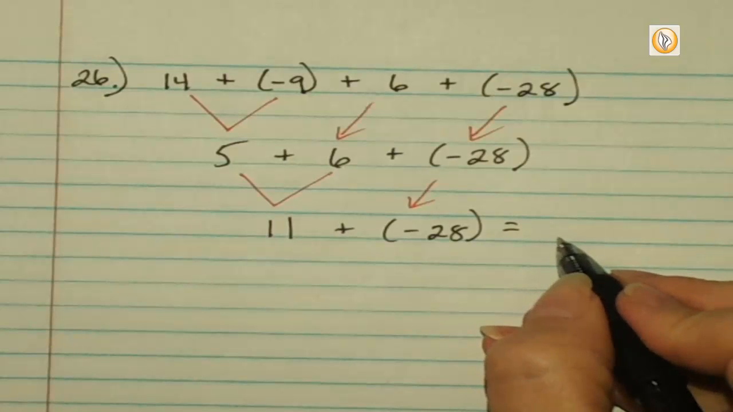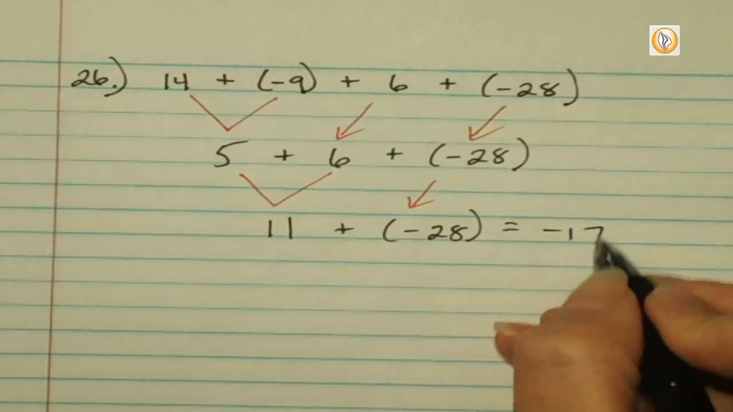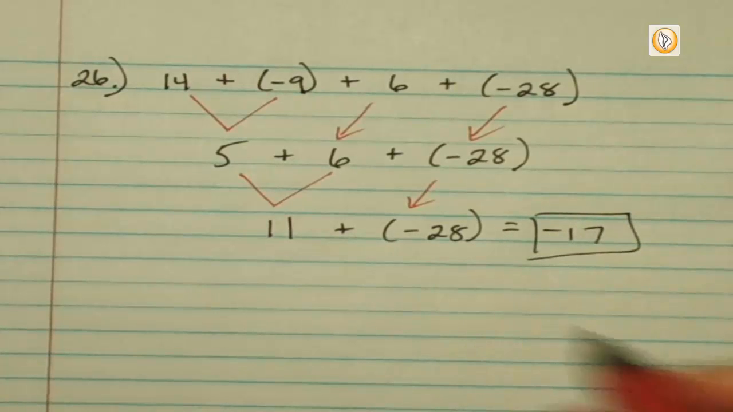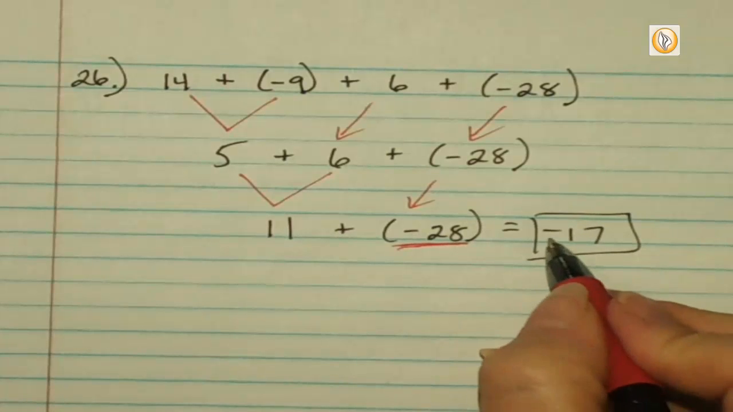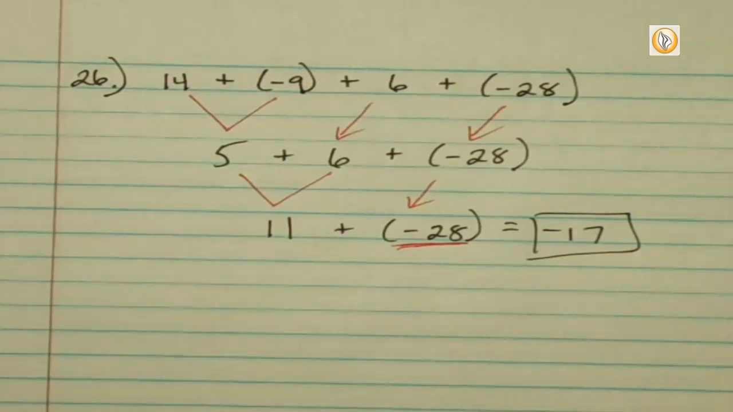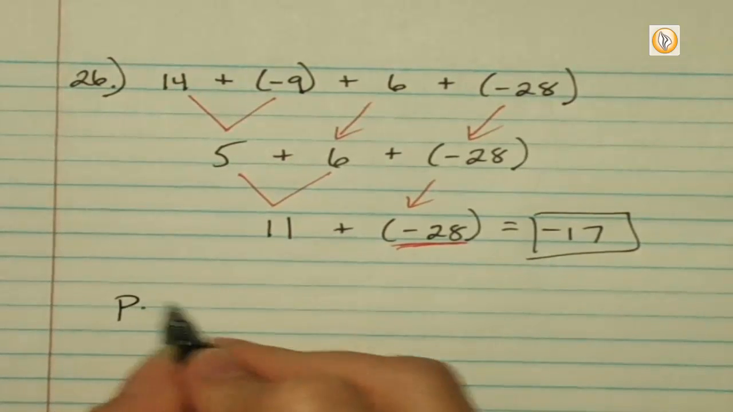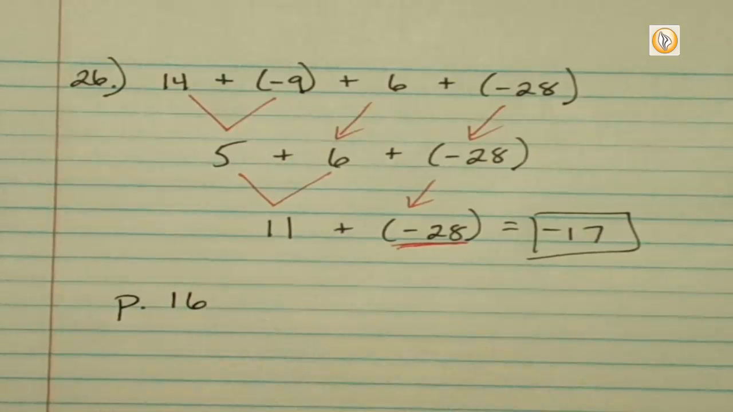All right, Sophia, what is 11 and negative 28? Positive or negative? That's right. Be careful, boys and girls. It's negative because 28 is the largest digit, and it's negative, so then this is negative. Any questions? All right. You're doing page 16.